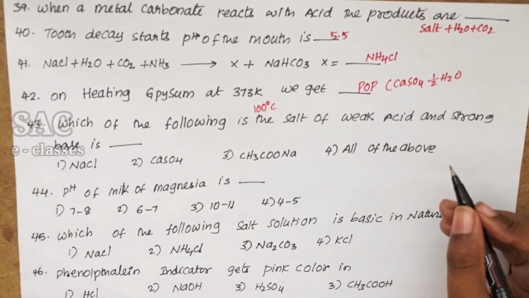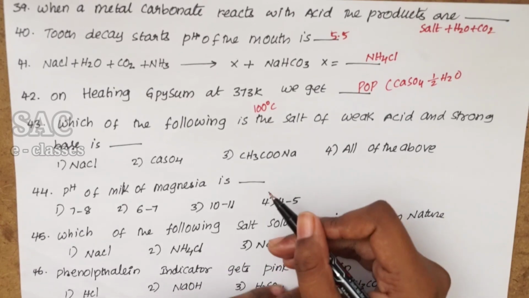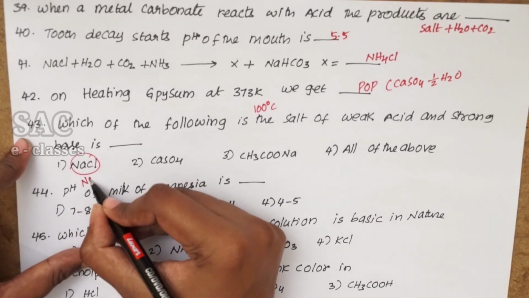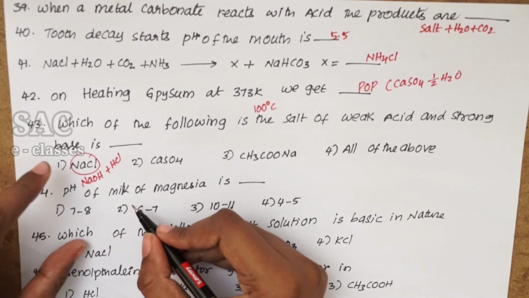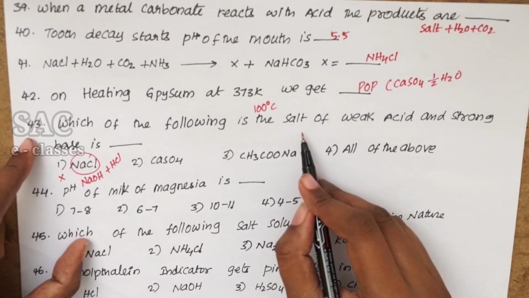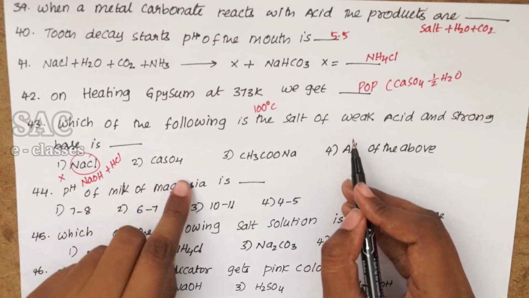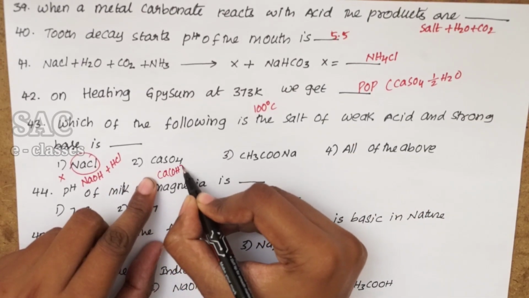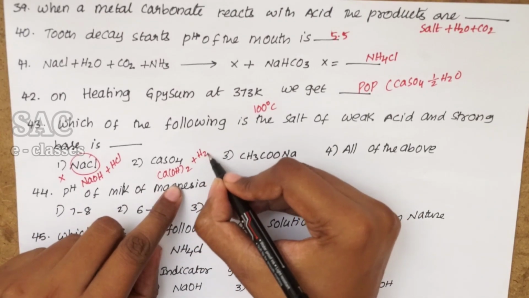Which of the following is the salt of a weak acid and strong base is the question. Usually NaCl is formed due to the action of NaOH and HCl. That is why it is strong acid, strong base. No. They asked for the salt of a weak acid and strong base. Weak acid. CaSO4. It is formed due to the action of Ca(OH)2 and H2SO4.